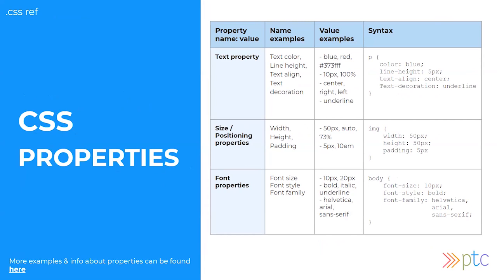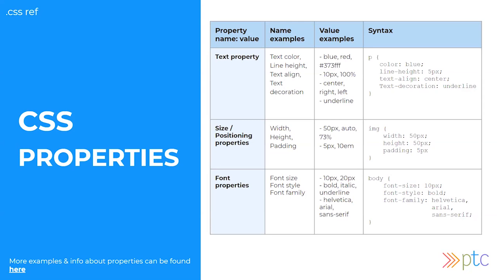Just quickly revisiting the CSS properties. We've dealt with property examples that apply to text, but you can apply properties to a lot of different things, as you can see in the slide. There's the text properties, like we mentioned. We also have size and positioning properties, and also font properties. So we have all of these different names and value examples.